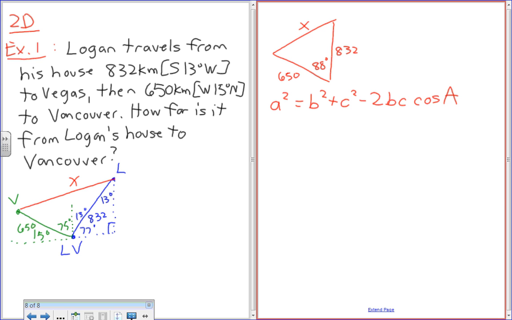So I'm going to type in here: x squared equals 650 squared plus 832 squared minus 2 times 650 times 832 cos 88. Do you guys all have super computers that can do that in one step? I hope super calculators.